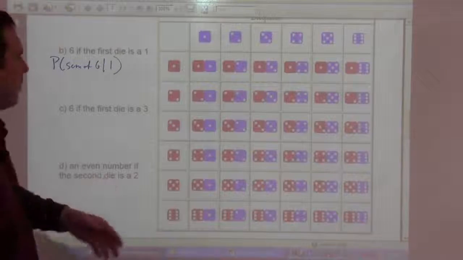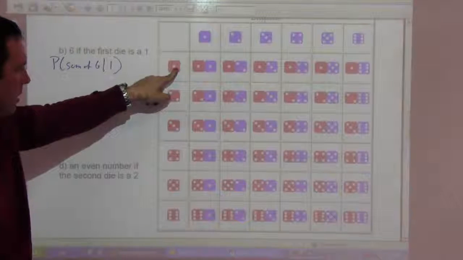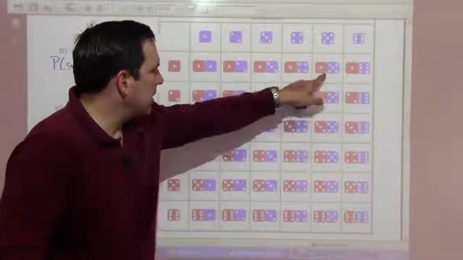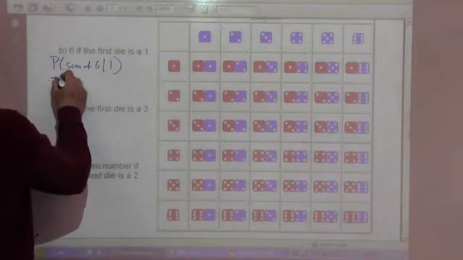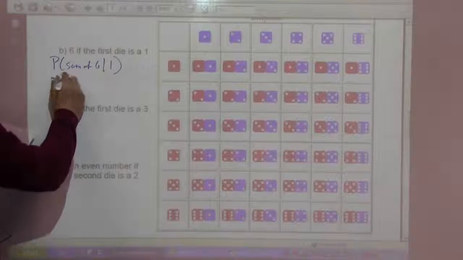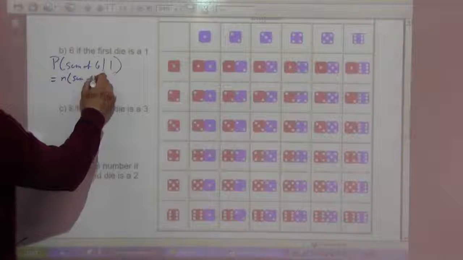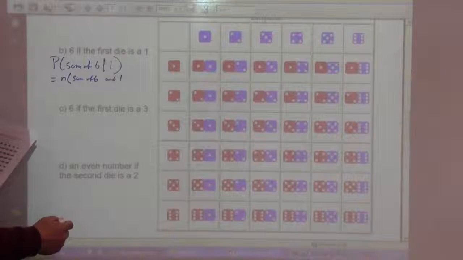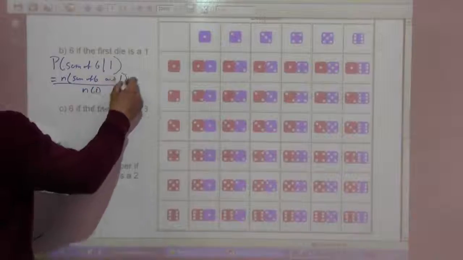Okay, so if we know the first number is a 1, what's the probability of getting a 6? Well, there's only one case that we get a 6 knowing the first number is a 1. That equals the number of the ones that have a sum of 6 and the first number being 1, over the number of things that it's the first number being 1.